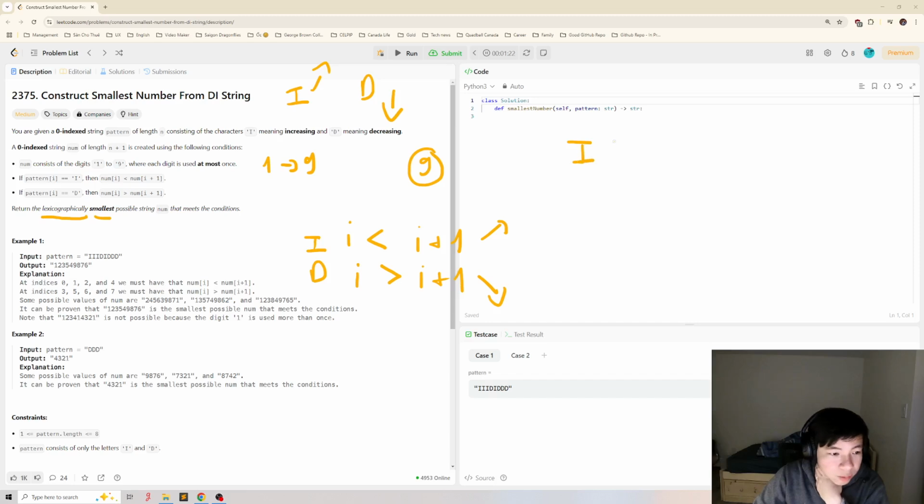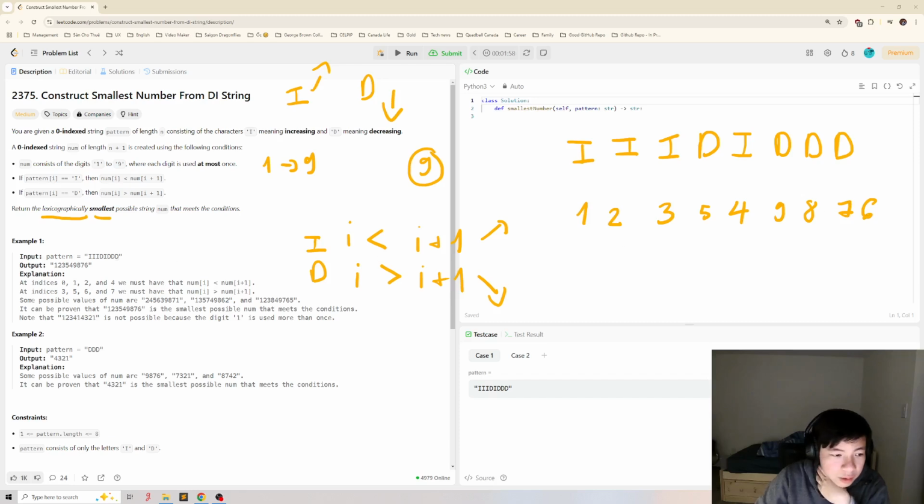So the pattern here is I D I D D D. The output here is 1, 2, 3, 5, 4, 9, 8, 7, 6. Some possible values of num are 2, 4, 5, 1, 3, 5, and 1, 2. It can be proven that one is the smallest possible.